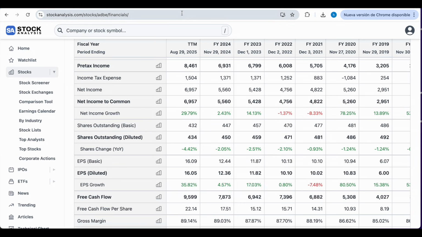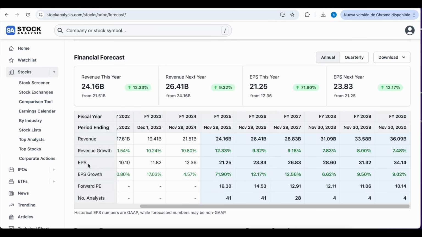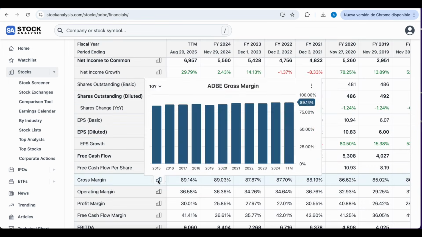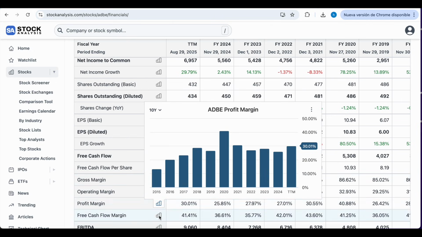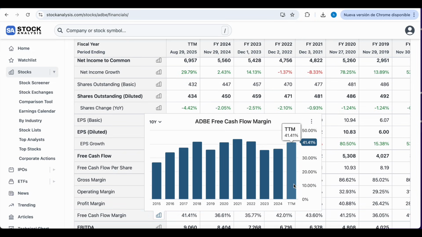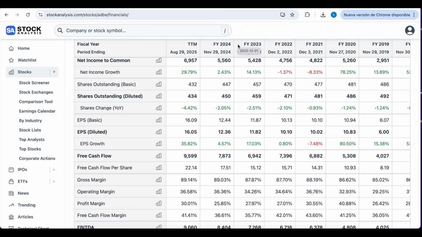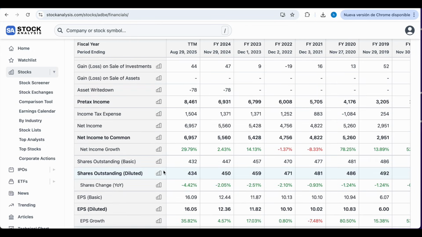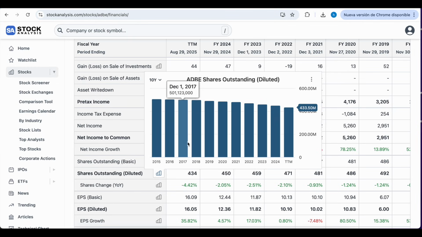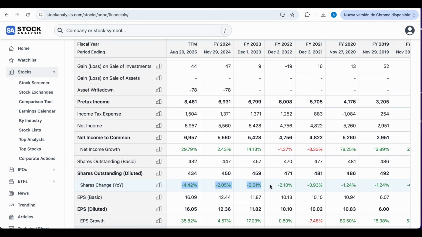Analysts are also expecting profit growth. Regarding earnings per share, they have Adobe reaching $21.25 per share this year and grow to $34.14 by 2030. I agree with analysts' view because Adobe has fantastic margins, with gross margin nearly at 90%, profit margin around 30%, and free cash flow margin at around 40%. Another thing that is going to drive EPS growth is share buybacks. As the stock has gotten cheaper, management has decided to buy back shares. This is very good for investors because you share the profits of the company with less people and you own a larger portion of the company basically by doing nothing.